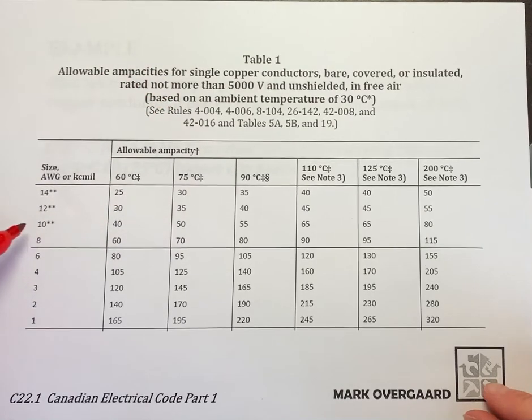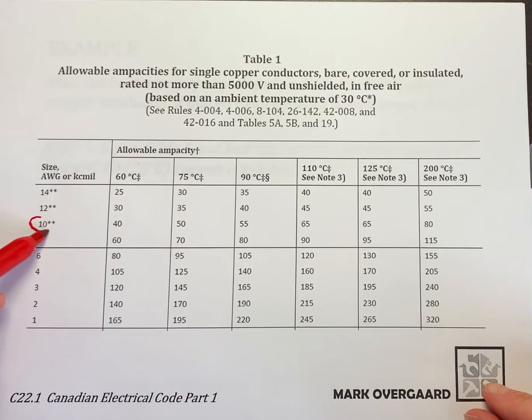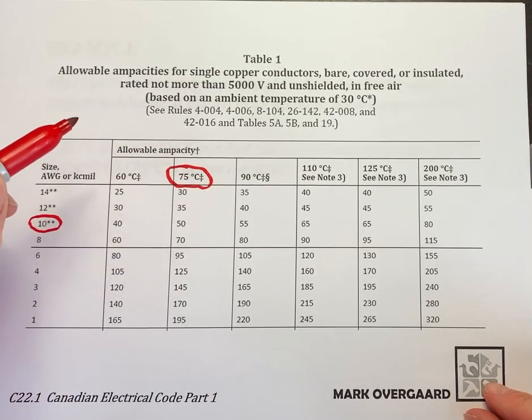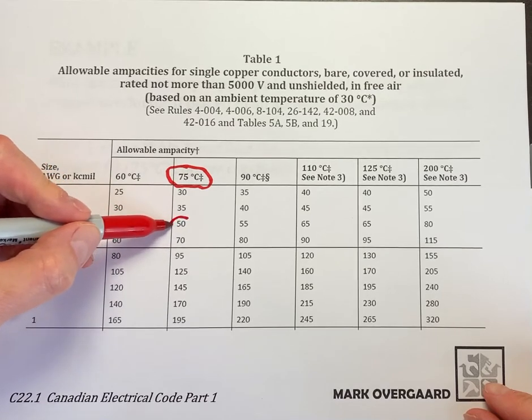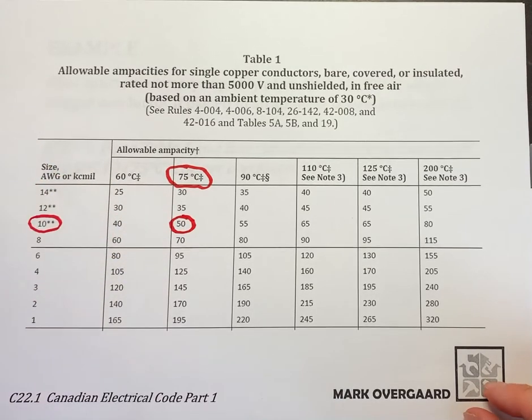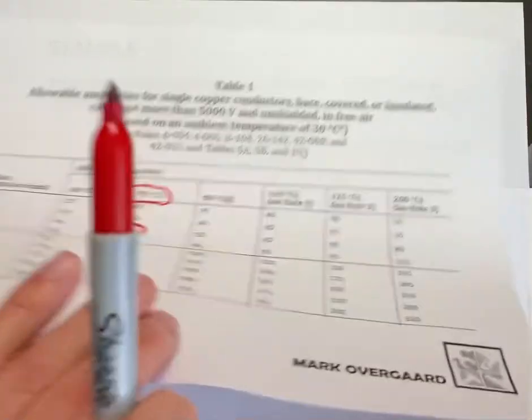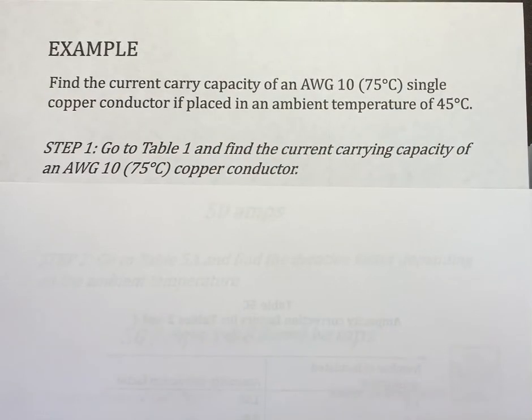So we had an AWG number 10, and we had the sheathing rating of 75 Celsius. And what we get is that the conductor under normal circumstances, not above 30, can handle 50 amps. Okay, where do we go from here? So we've got our answer of 50 amps.